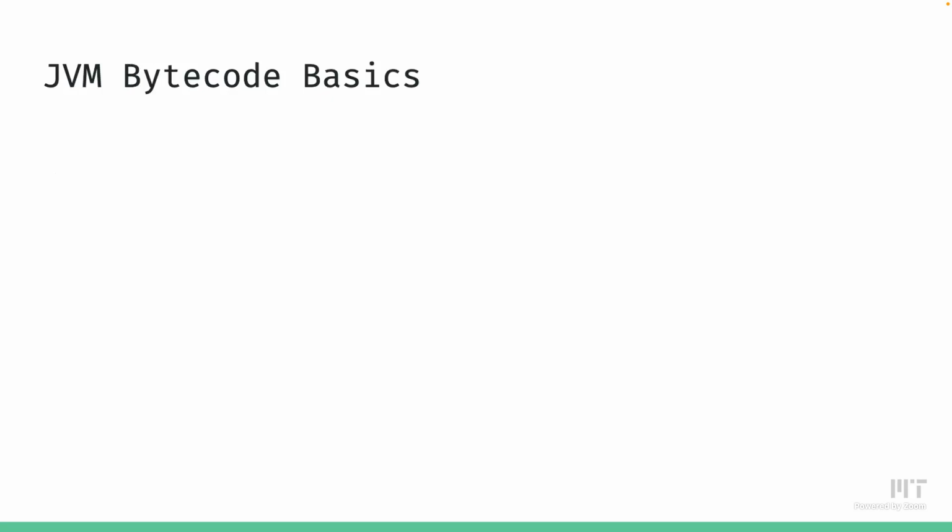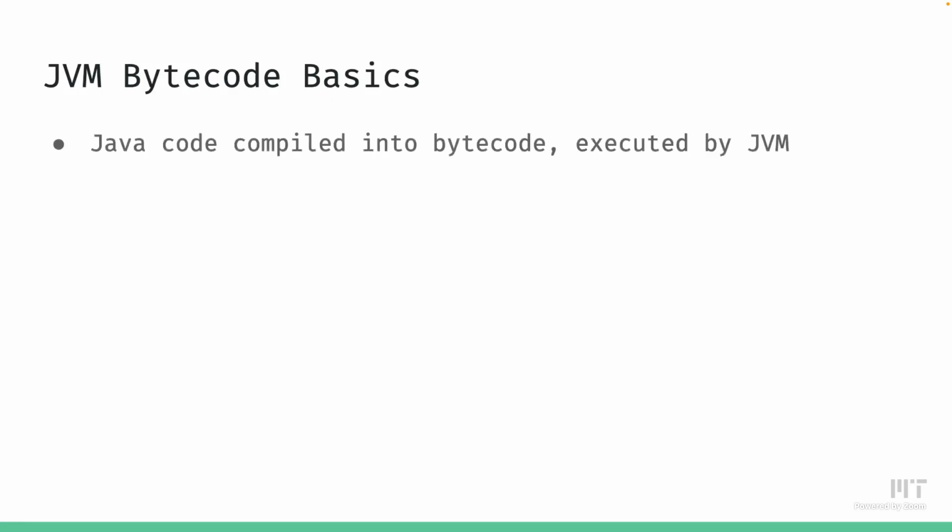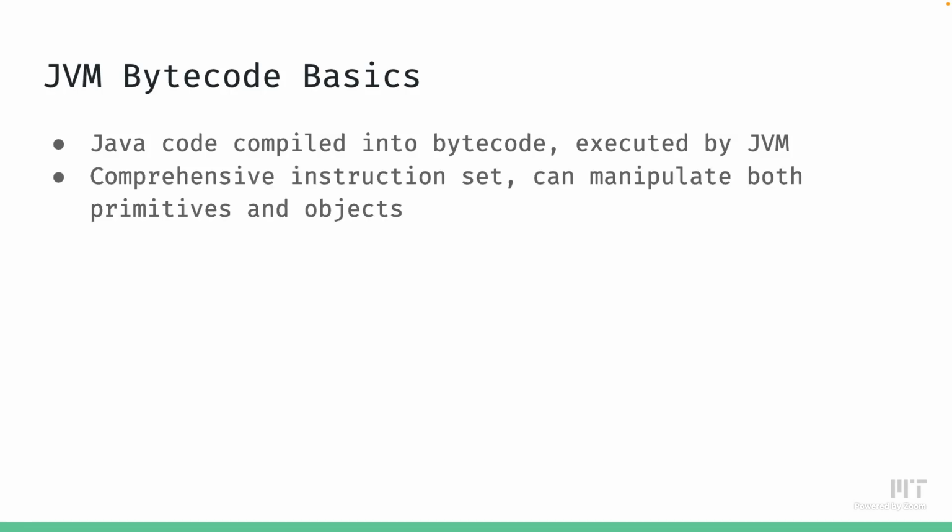So let's start by talking a bit about the JVM and some bytecode basics. When you compile your Java program, it gets compiled into a list of bytecodes, which are like instructions that the JVM knows how to execute. It interprets these instructions and runs them on your actual computer. It's kind of like an instruction set.